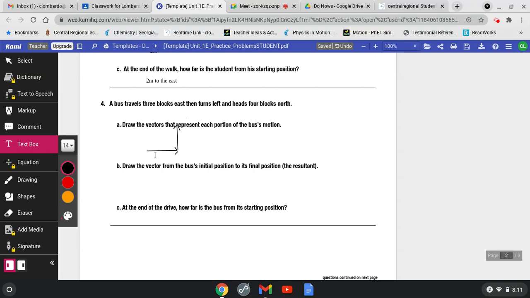Okay, I'm just going to jot those down. So we got 3 meters this way, and we have 4 meters.